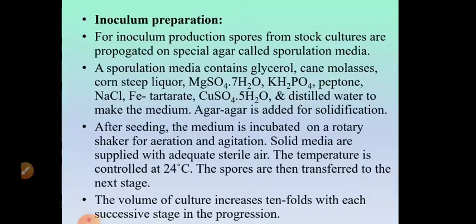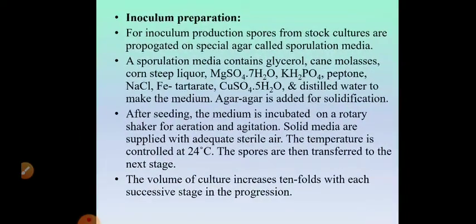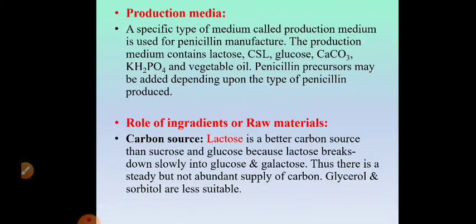The volume of the culture increases 10 folds in each successive stage in the progression of inoculum preparation. So from one stage you transfer it to another stage and go on developing the inoculum, and at every stage there is a 10-fold increase in volume. This is how we prepare the inoculum by using sporulation medium.